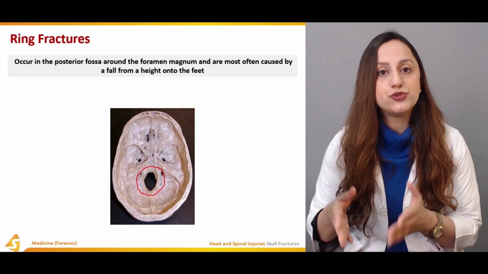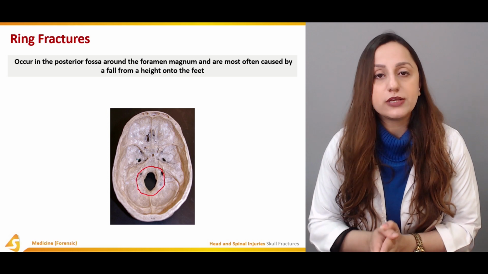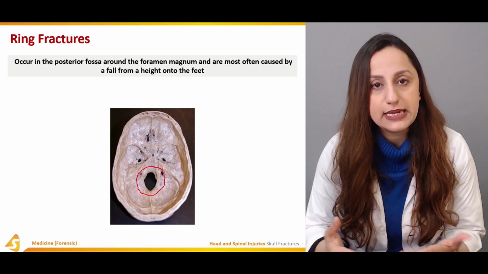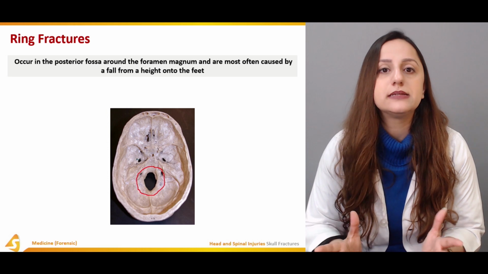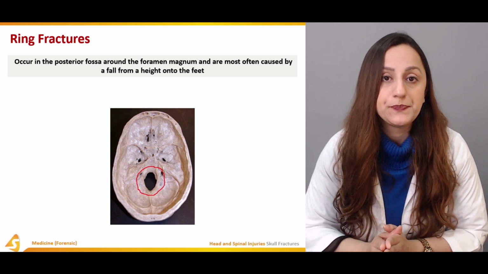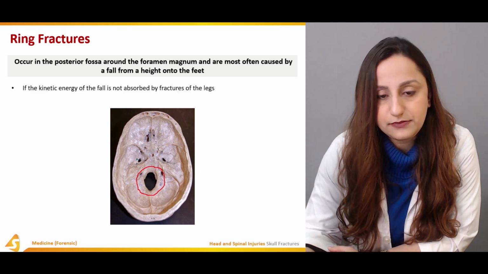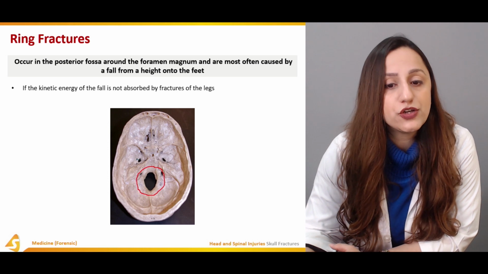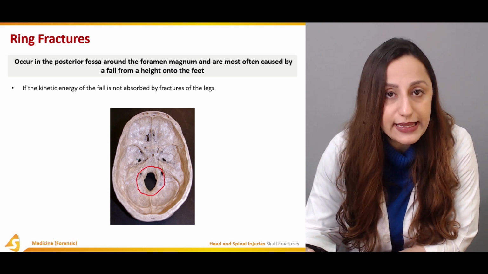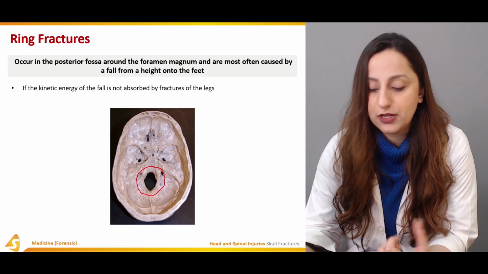I already emphasized that the ring fracture is basically caused by a fall from heights, although road traffic accidents and severe trauma can still cause ring fractures in a lot of other atypical cases. If the kinetic energy of the fall is not absorbed by the fracture of the legs, it is absorbed by the base of the skull and will cause the ring fracture.